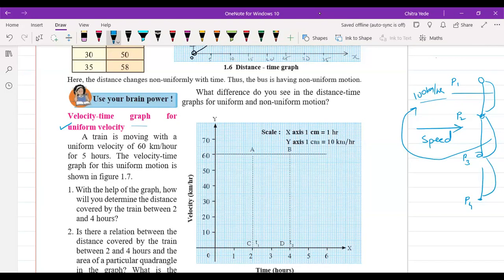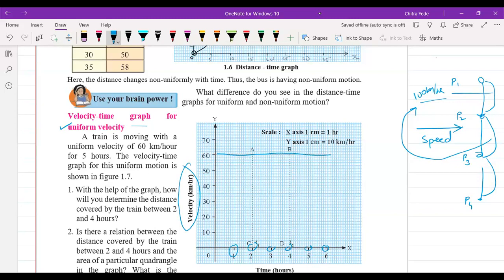So is your velocity changing here? No. If it is not changing, that means it remains constant. See here, this is the first instant, second, third, fourth, fifth and sixth instant we have. For all the time, velocity remains the same, 60 kilometer per hour for all the points.